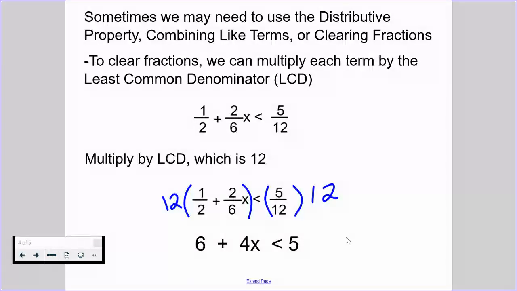And now we have whole numbers, which might make it easier for us to solve the problem. A common error is that when we distribute this 12, we'll do 12 times 1/2, which is 6, but we'll forget we have to distribute to this other term of 2/6 x. So please make sure every single term in your inequality gets that lowest common denominator multiplied to it. Please, please, please make sure that that happens.